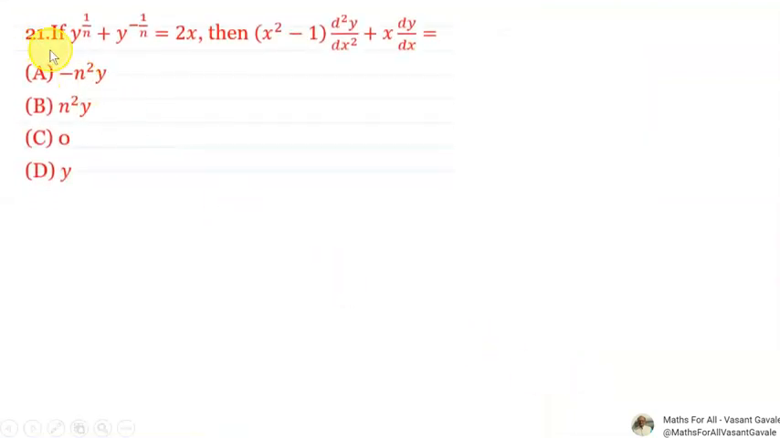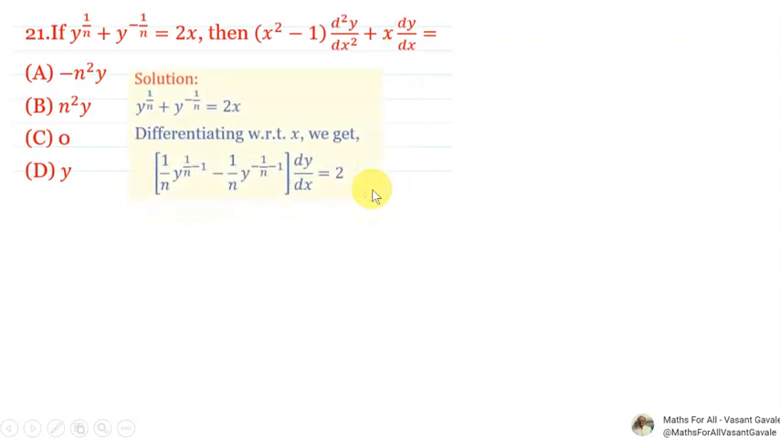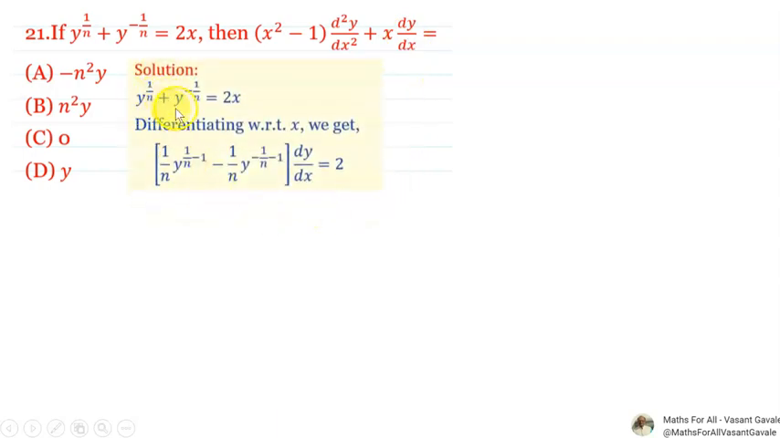Next example. If y raised to 1 upon n plus y raised to minus 1 upon n is equal to 2x, then in bracket x square minus 1 into d2y by dx square plus x times dy by dx is equal to? Okay, y raised to 1 upon n plus y raised to minus 1 upon n is equal to 2x. Differentiate this with respect to x. The derivative of y raised to 1 upon n is 1 upon n, y raised to 1 upon n minus 1, minus 1 upon n, y raised to minus 1 upon n minus 1, bracket complete into dy by dx, the derivative of x is 1.